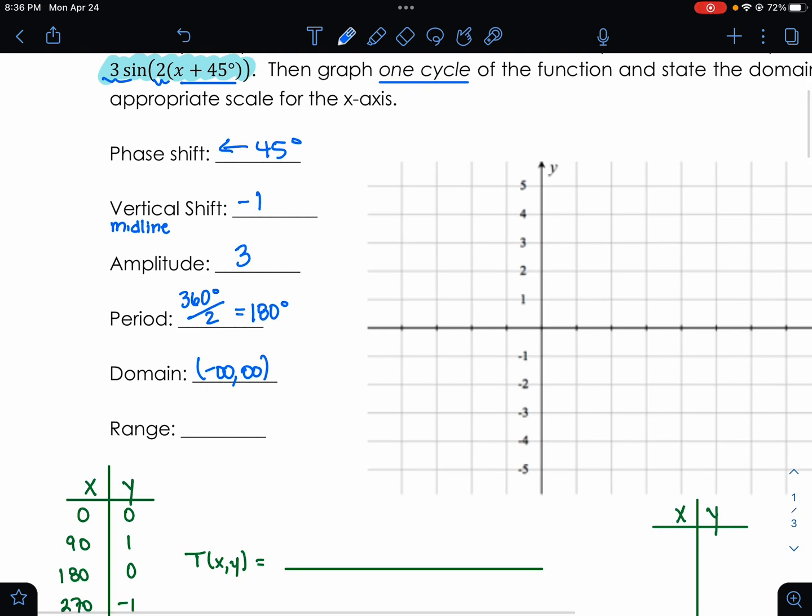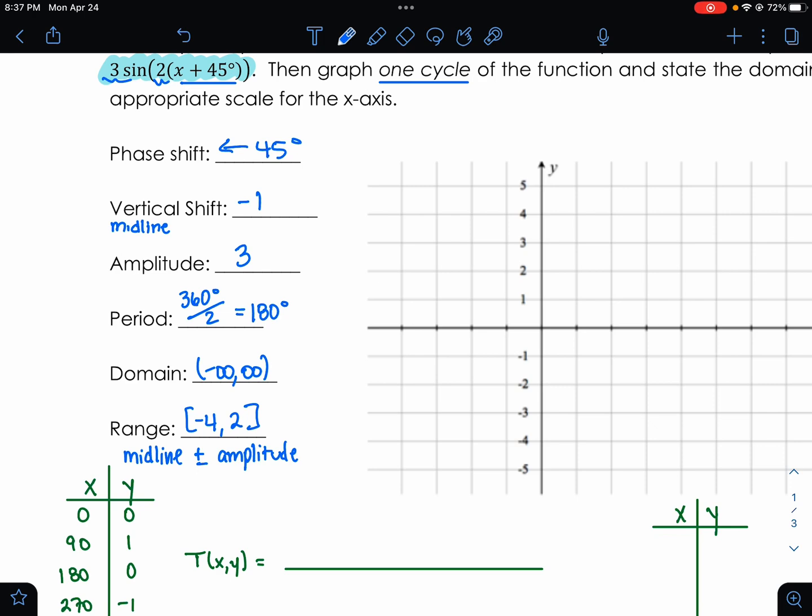And we know that the range can actually be found by using the midline and then adding or subtracting our amplitude. So if we know that our midline is -1 and then we subtract 3 from that, we would have -4. And if we add 3 to -1, we would get 2. So our range is going to be -4 to 2.